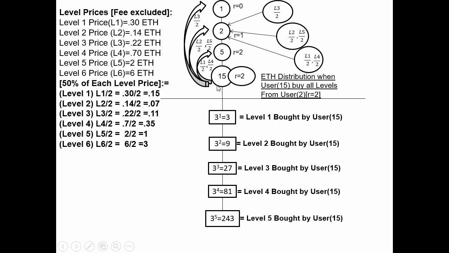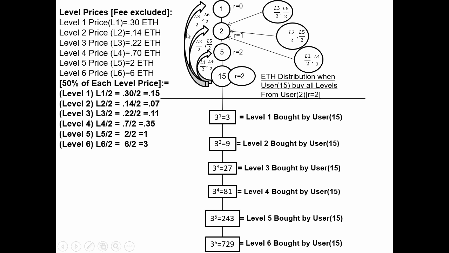If user 15 now buys level 6, what will happen? The 6th level, you can see the price is 3. So 3 Ethereum will go to user 1 as an upper upline, and L6 by 2, that means 3 Ethereum will go to user 2 as the introducer. This is how this money distribution works when each user buys each level.